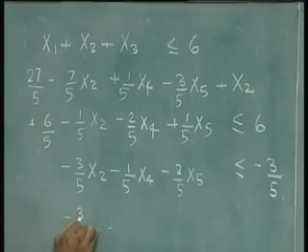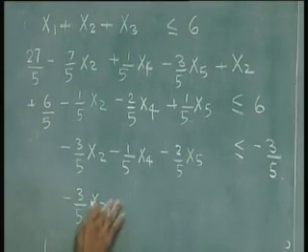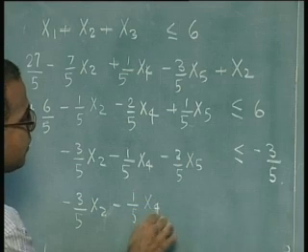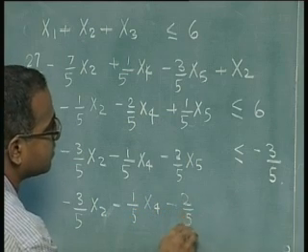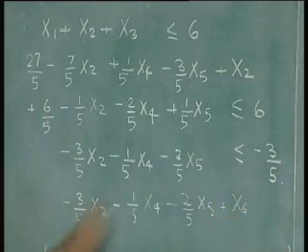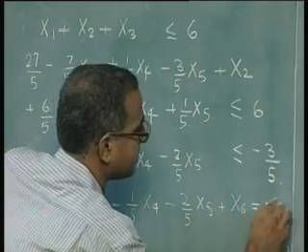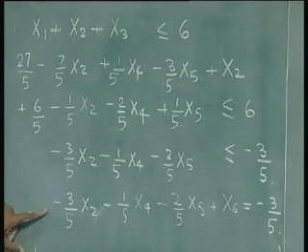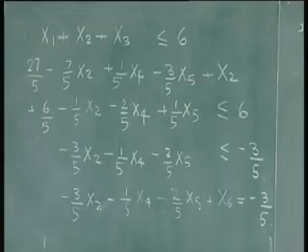We get minus 3 by 5 x2 minus 1 by 5 x4 minus 2 by 5 x5 plus x6, which is now the slack variable to convert this to an equation, equal to minus 3 by 5. So this is how the new constraint gets reflected in this table.